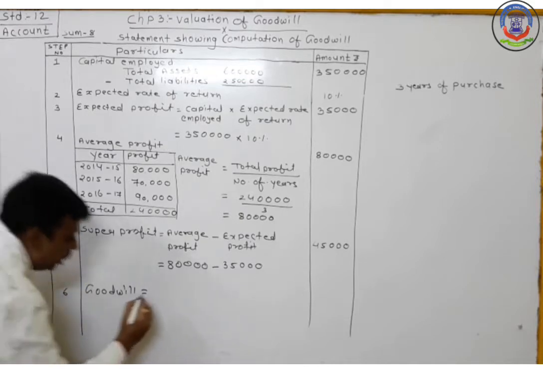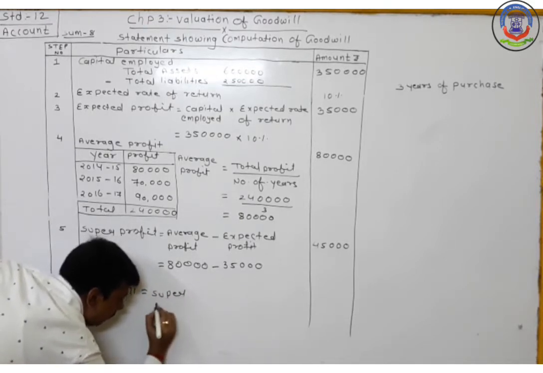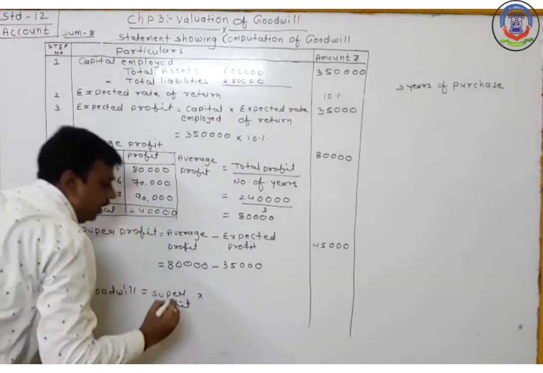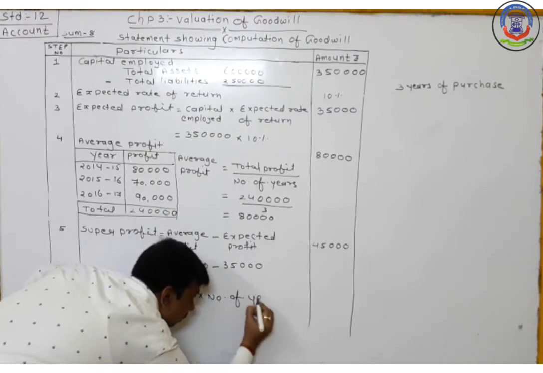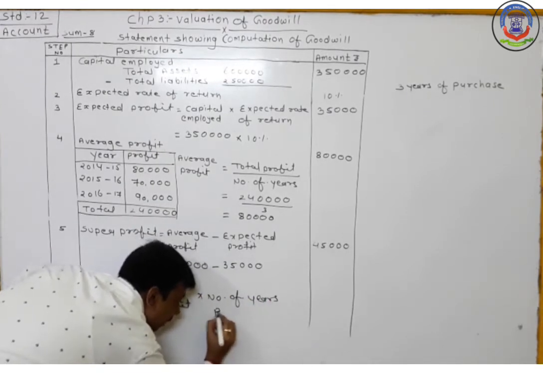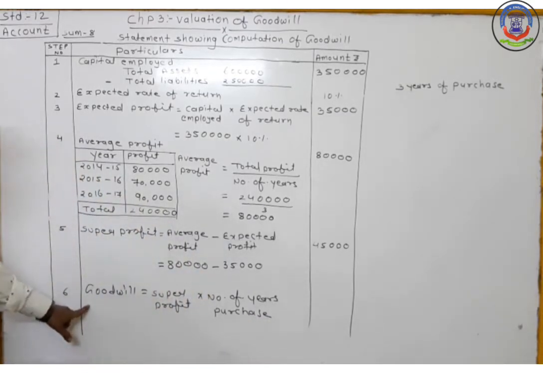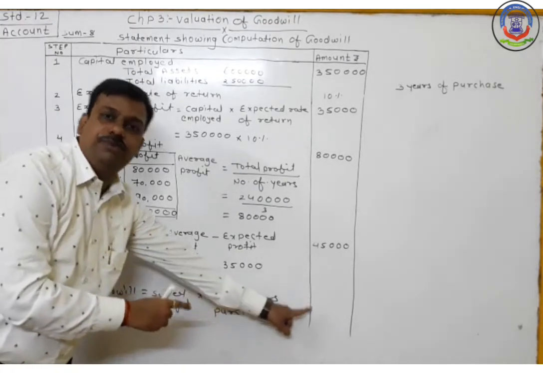Goodwill equals super profit multiplied by number of years purchase. Last step, the sixth step, is for goodwill. Goodwill equals super profit multiplied by number of years purchase.